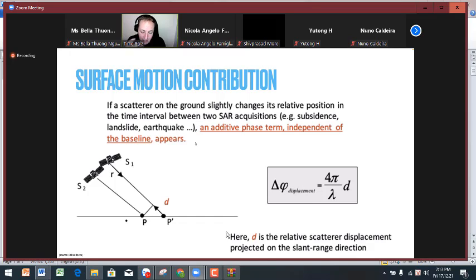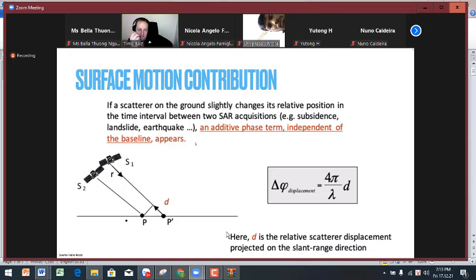Right? So the phase caused by the displacement, by the movement, by the scatterer displacement, right?